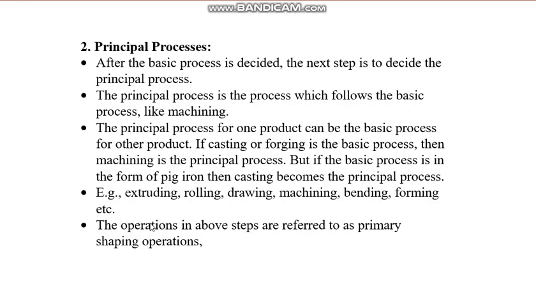Okay, see, these operations here that we are saying are referred to as primary shaping operations. See, these are all giving shape. Extrusion gives shape, rolling gives shape, drawing gives shape, machining, bending, forming, all these give shape to the workpiece. So these are the principal processes.